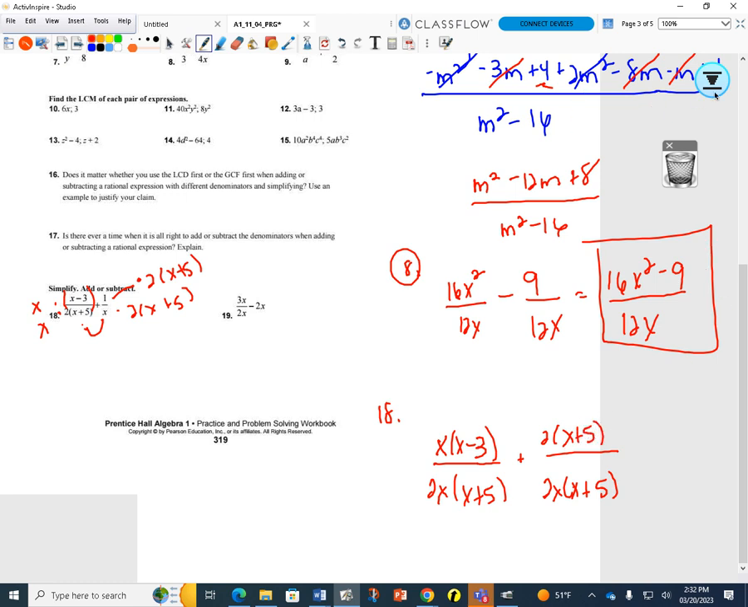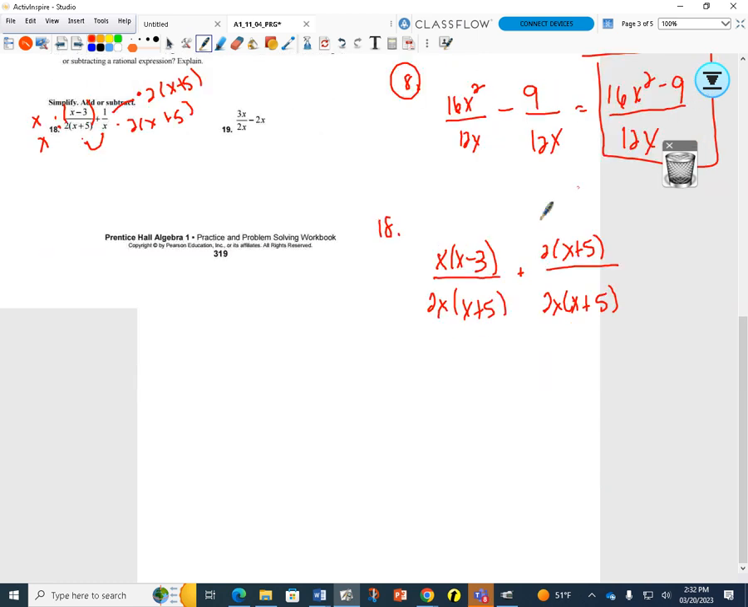Now we're going to go through and simplify some things. So we're going to give ourselves a common denominator here. This would be our simplified denominator, 2x squared plus 10x. Here we're going to simplify. That's going to be x squared minus 3x plus 2x plus 10.